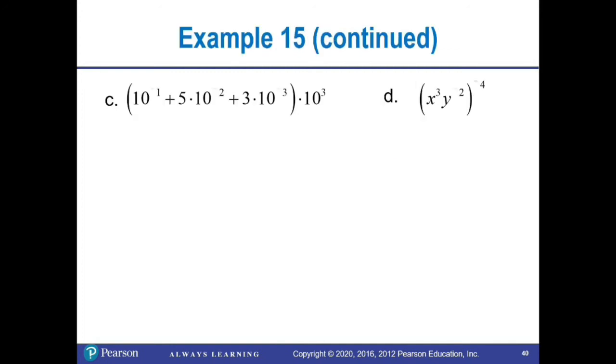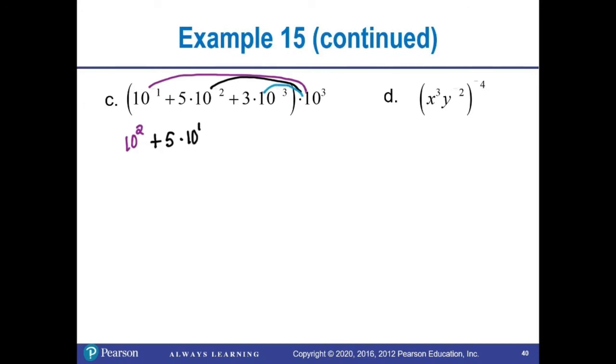Look at part C. Here we need to distribute the 10 to the 3rd to each term. So I'm going to distribute 10 to the 3rd to 10 to the negative 1. That means I'm multiplying. I have like bases, so I add my powers. Negative 1 plus 3 is 2, so I'd have 10 squared. Then distribute 10 to the 3rd to the next term. When I multiply the like bases, the 10s, I'm going to add the powers. Bring down the 5 and add your powers of the 10. That would give us 10 to the 1st.